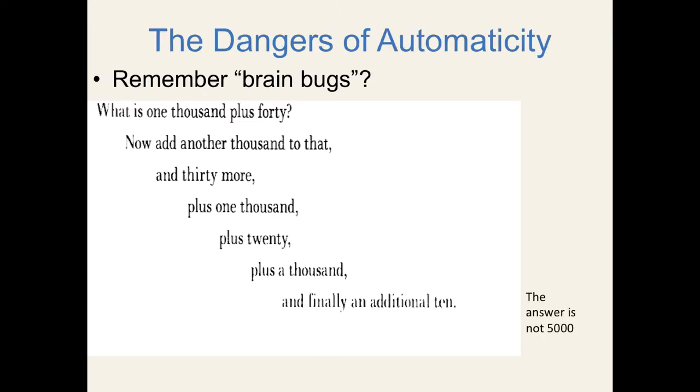Now, remember brain bugs? This is an example of the dangers of automaticity, relying exclusively on automatic processing. This simple math problem is a difficult thing for most people to do because we automatically misalign the values from 10 to 100 or 1,000, and we make a typical mistake here, and the answer is not 5,000 if you remember.